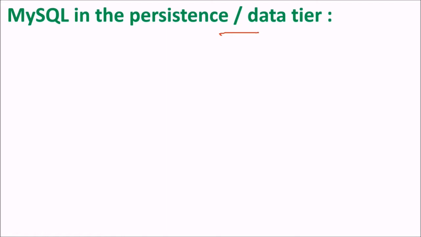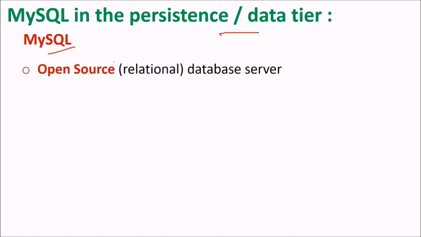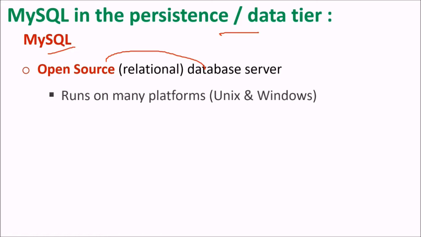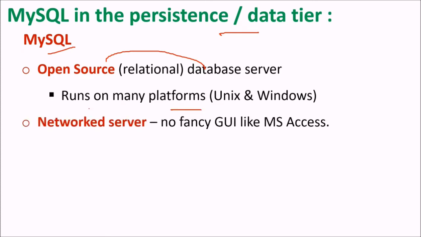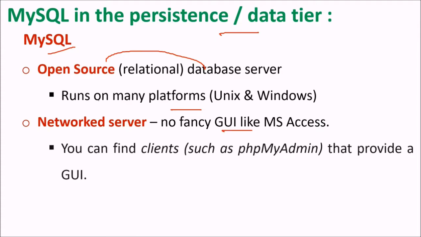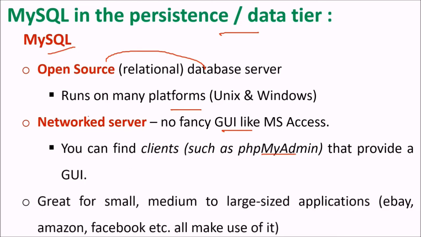In the persistent data tier, you have MySQL. MySQL is an open source relational RDBMS database server. This runs on various platforms, Unix and Windows. We have a network server, so no fancy GUI. You can find clients such as phpMyAdmin that provide a GUI, and this is great for small, medium to large size applications like eBay, Amazon, Facebook, etc. Somewhere they all make use of MySQL.